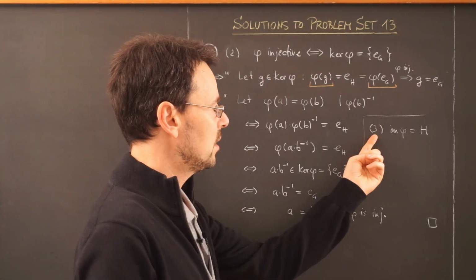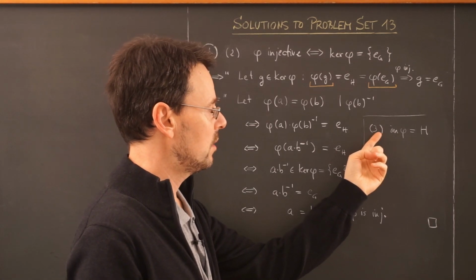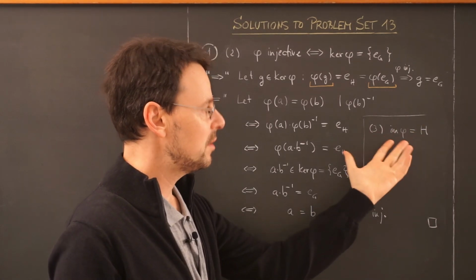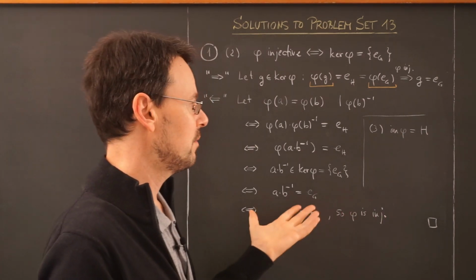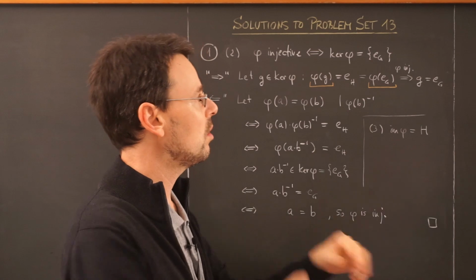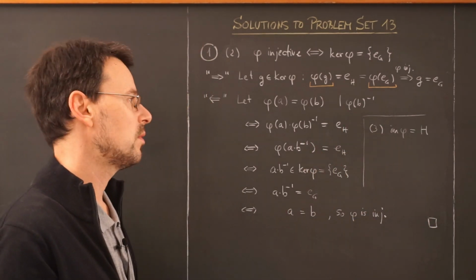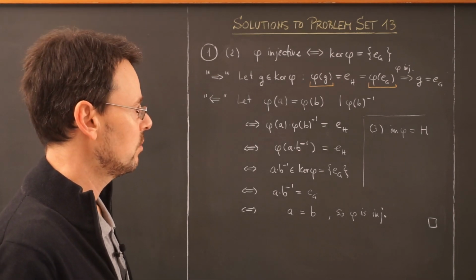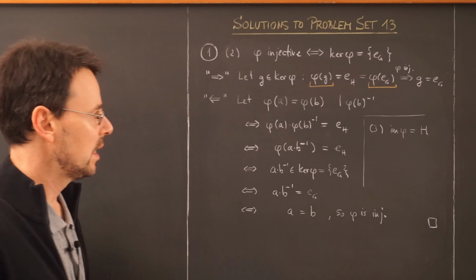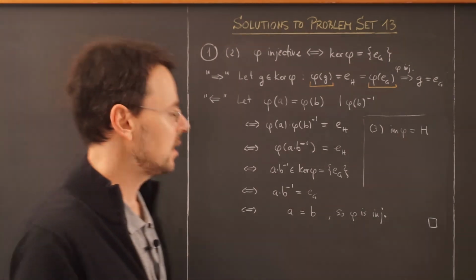Okay, now statement 3, as I already said in the video for the lesson. This by definition means that phi is surjective, so there's nothing left to prove here. If the image is all of the codomain H, then the map, be it a homomorphism or not, is surjective, so nothing to prove here. So this concludes exercise 1, the proof of proposition 16.